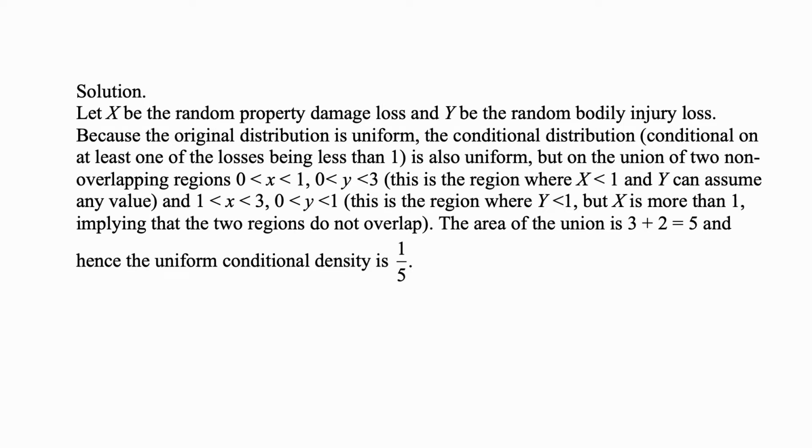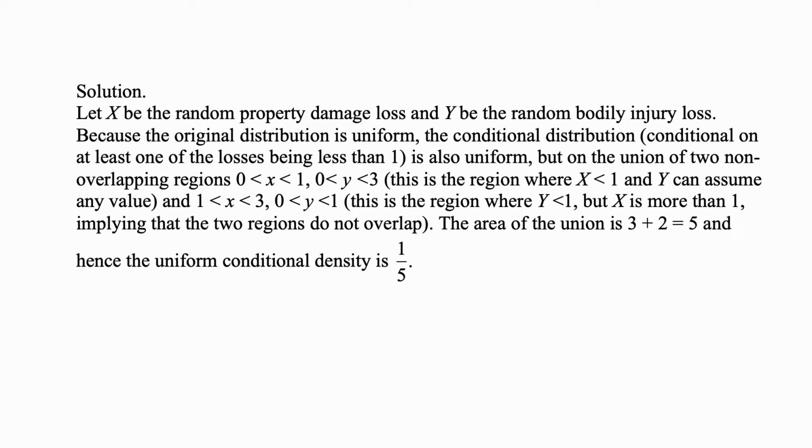But on the union of two non-overlapping regions, first one where x is between 0 and 1 and y is between 0 and 3, this is the region where x is less than 1 and y can assume any value, and x between 1 and 3 and y less than 1. This is the region where y is less than 1, but x is more than 1, implying that the two regions do not overlap. The area of the union of those two regions is 3 plus 2.